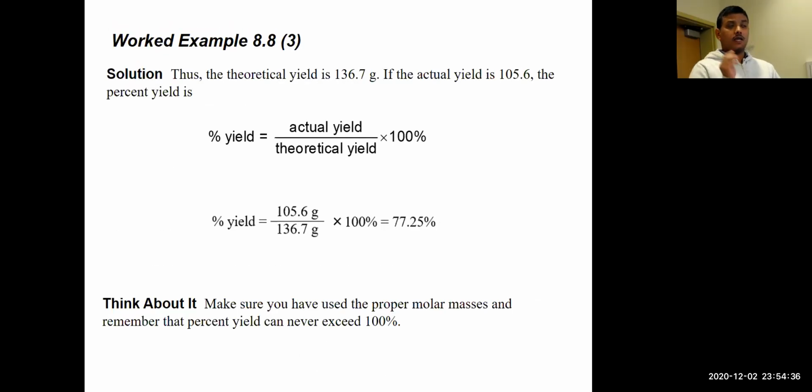Okay. So we calculate the percent yield by taking this formula. The question gave us that it only produced 105.6 grams, but we identified that theoretically it should be 136.7. So it happened to be that the percent yield is 77.25%. That is the percent yield. That is how you would identify it.